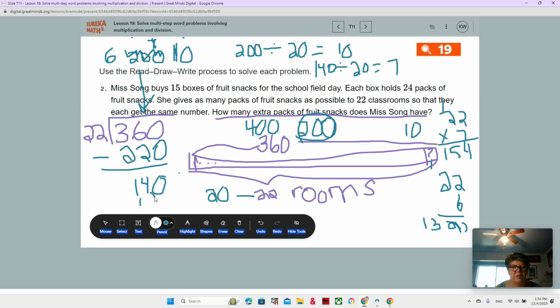And that would be 132. Okay, and then I'm subtracting, and I want to make sure I'm not backwards subtracting. 10 minus 2 is 8, and that would be my remainder. So each class is going to get 16, right?